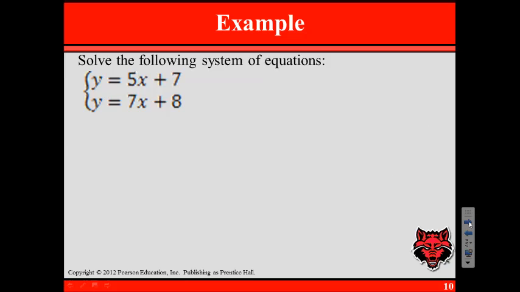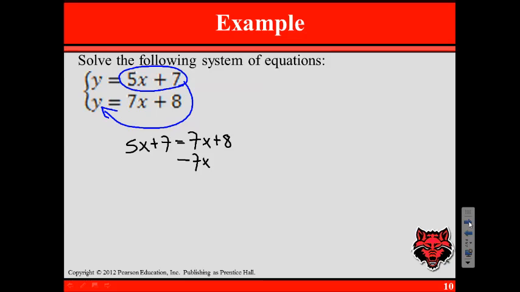Here's another example that seems to give many people trouble. Y equals 5x plus 7, and y equals 7x plus 8. In this example, both equations are already solved for one variable. That variable is y. So we can take either expression and plug it into y in the other equation. When we do that, we're left with 5x plus 7 equals 7x plus 8. And now we need to solve for x.